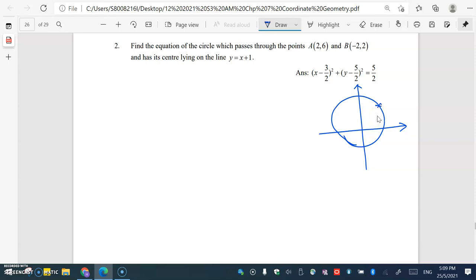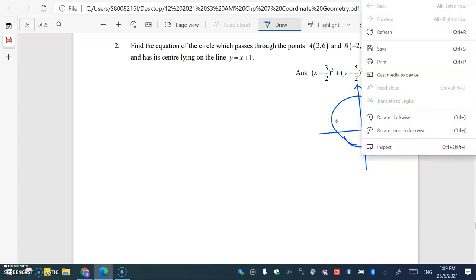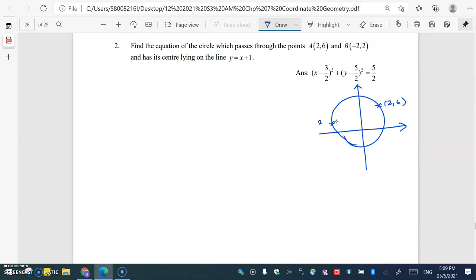All right, 2, 6, and then another one is negative 2, 2. So negative 2, maybe 2 is here. All right, negative 2 and 2 for the point B here. All right, so I have A, I have B.